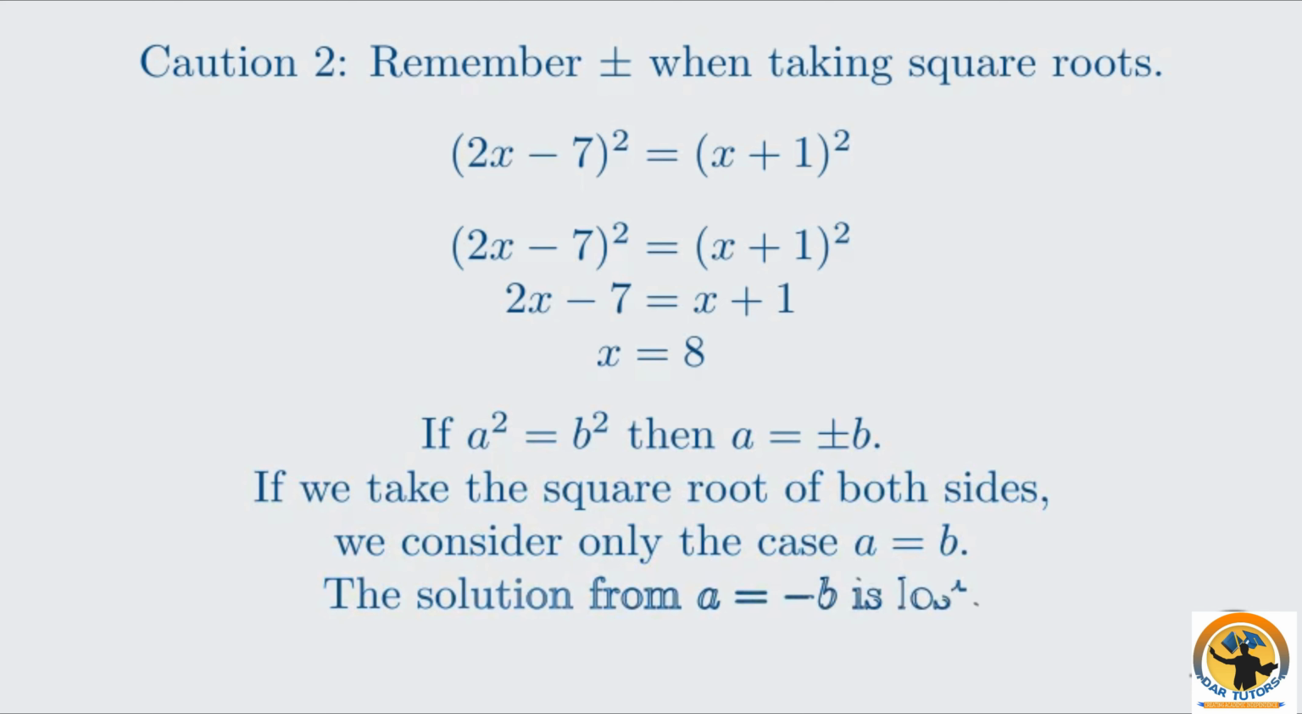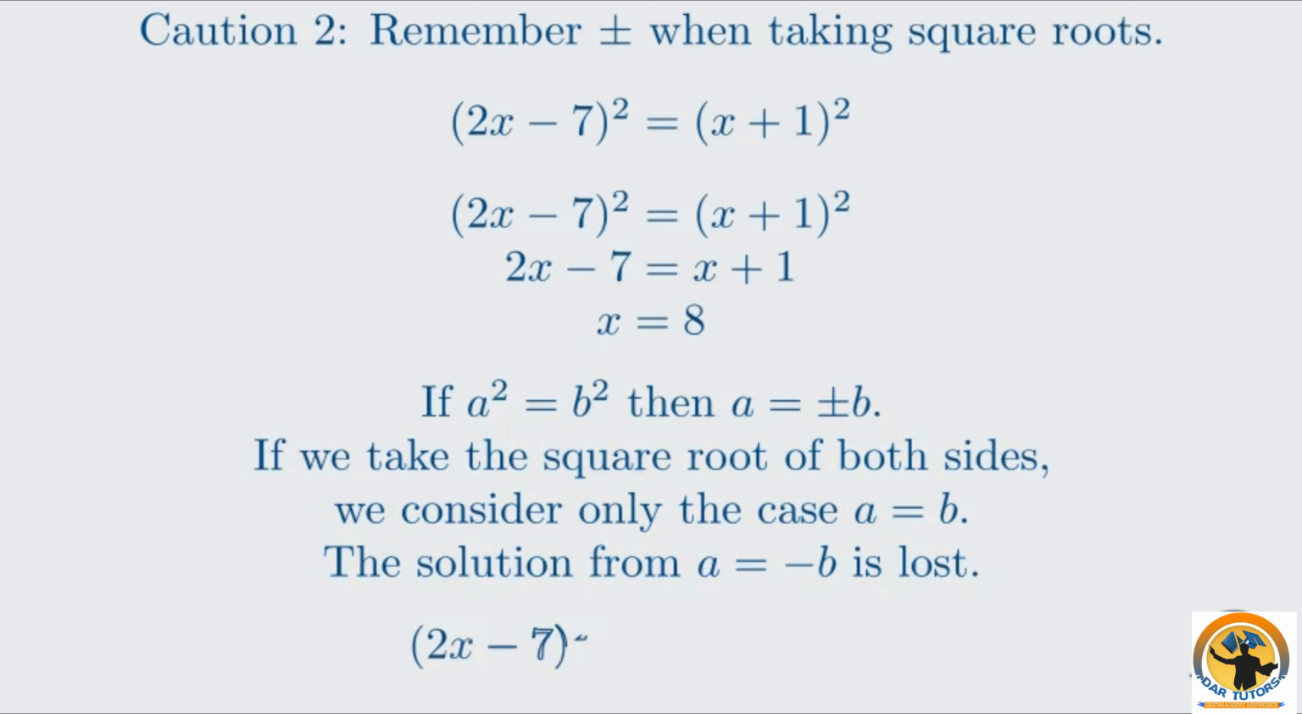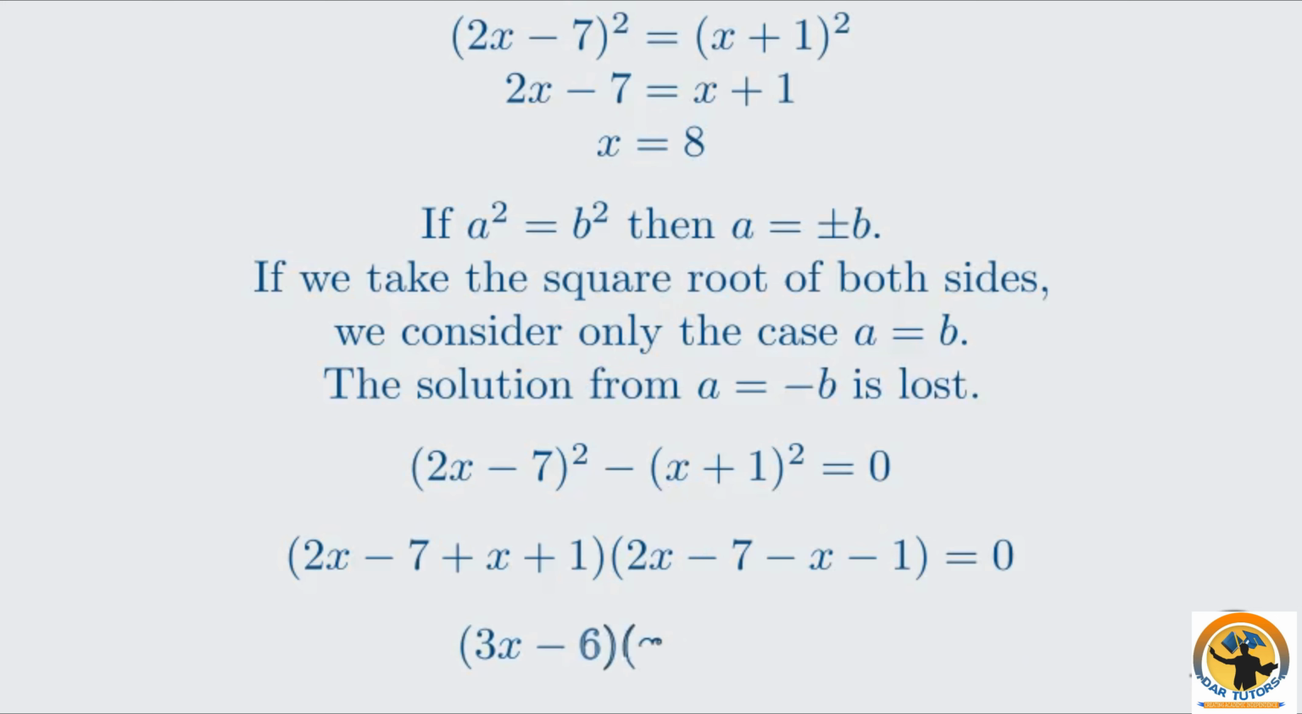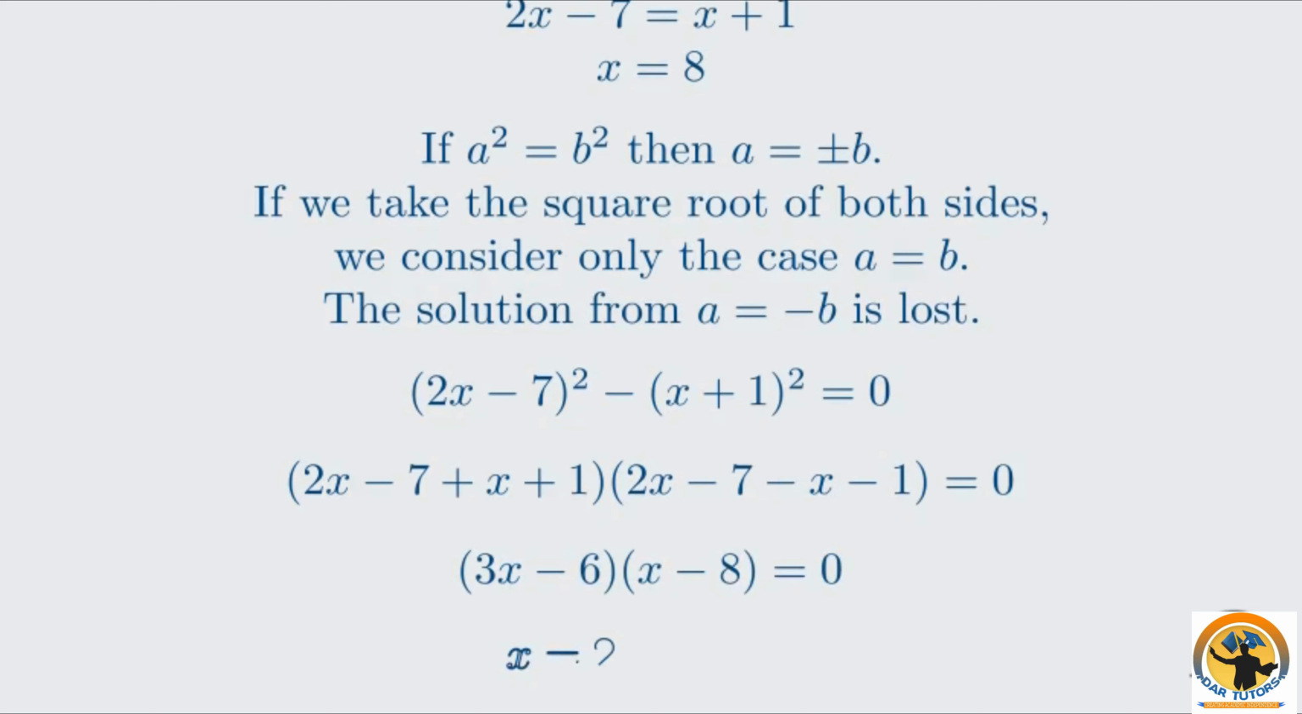This gives two cases to solve. A more reliable method is to rearrange to one side and factorize as a difference of squares. This gives you two distinct factors, ensuring you find both solutions, x equals 2 and x equals 8.